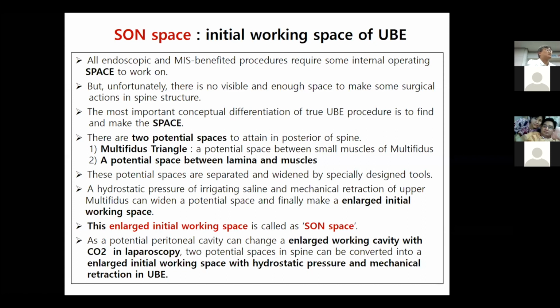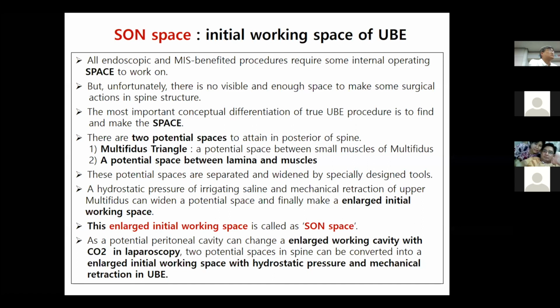So hydrostatic pressure and mechanical retractor can widen a potential space and finally make an enlarged working space. This enlarged working space is called the sonde space. For example, a potential peritoneal cavity can be changed into an enlarged working cavity with carbon dioxide in laparoscopy, and the potential space in the spine can be converted into an enlarged working space with hydrostatic pressure and mechanical retraction of UBE.